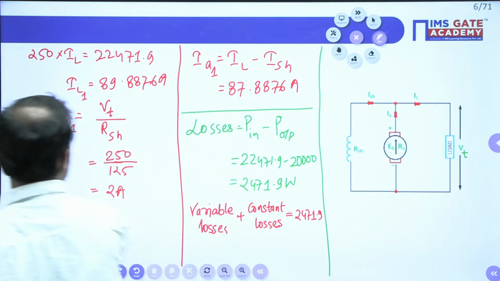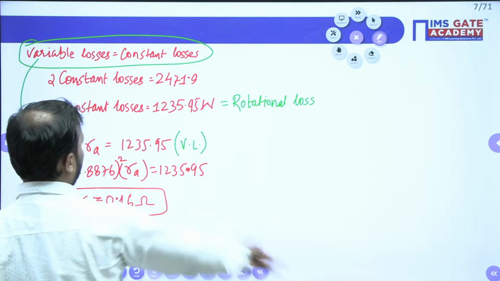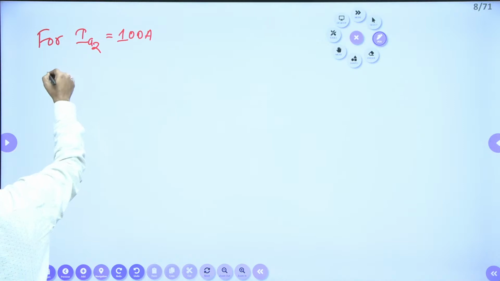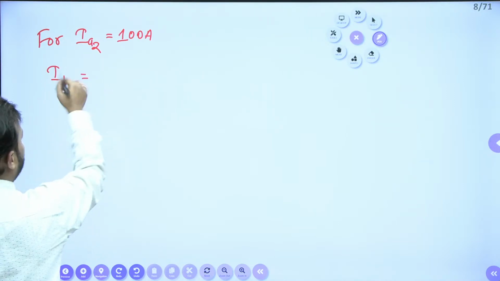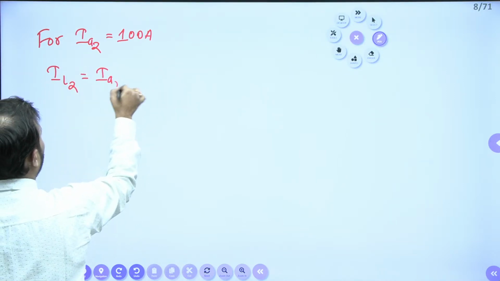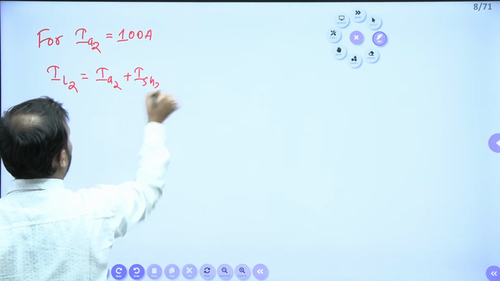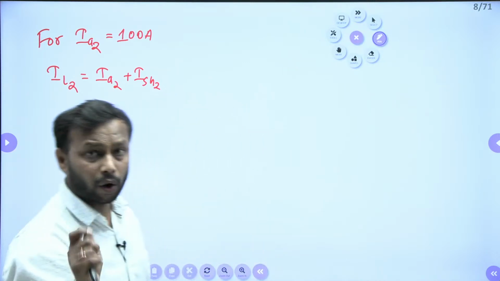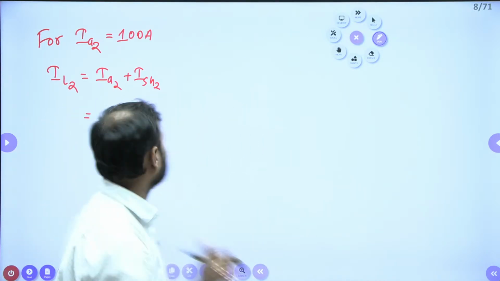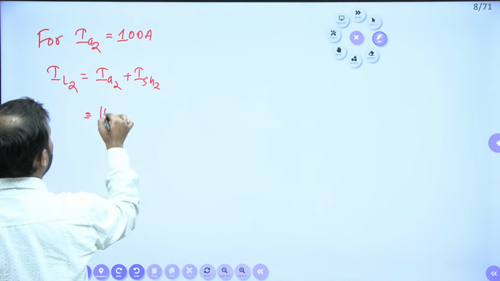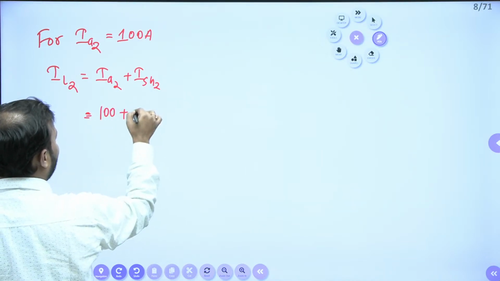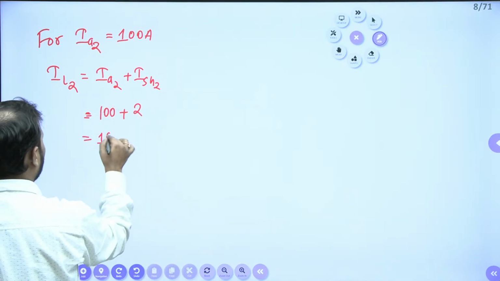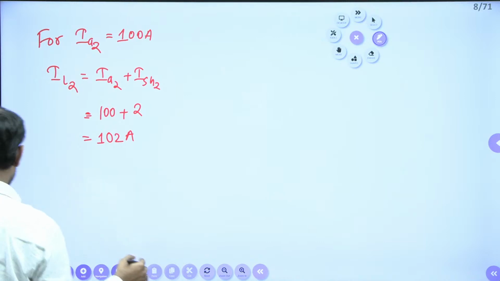So let us find, for IA2, the line current IL2, which is equal to IA2 plus ISH2. ISH2 and ISH1 are both the same because RSH and VT are not changing. Here IA2 is 100 and ISH1 is 2 ampere, which is equal to ISH2. So the line current will be equal to 102 ampere. Done?